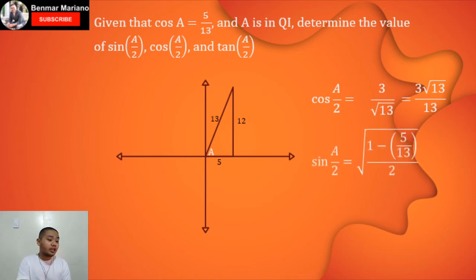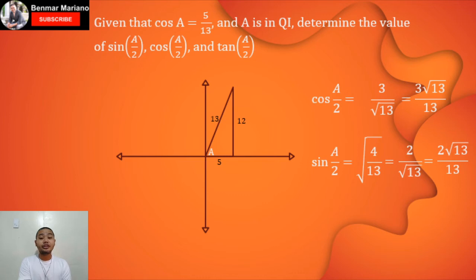Next, for sine A over 2, the formula is plus or minus the square root of 1 minus cosine A, all over 2. Simplifying that, we will get that sine A over 2 is equivalent to 2 square root of 13 over 13. For tangent A over 2, we're going to use the formula y over x plus r. Just like what I said a while ago, y will be the opposite side, x will be the adjacent side, and r will be the hypotenuse.